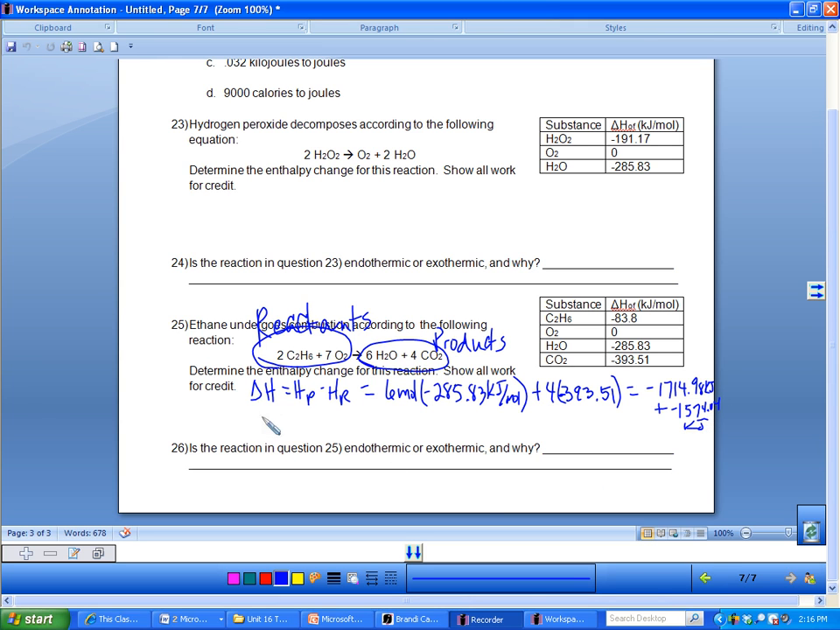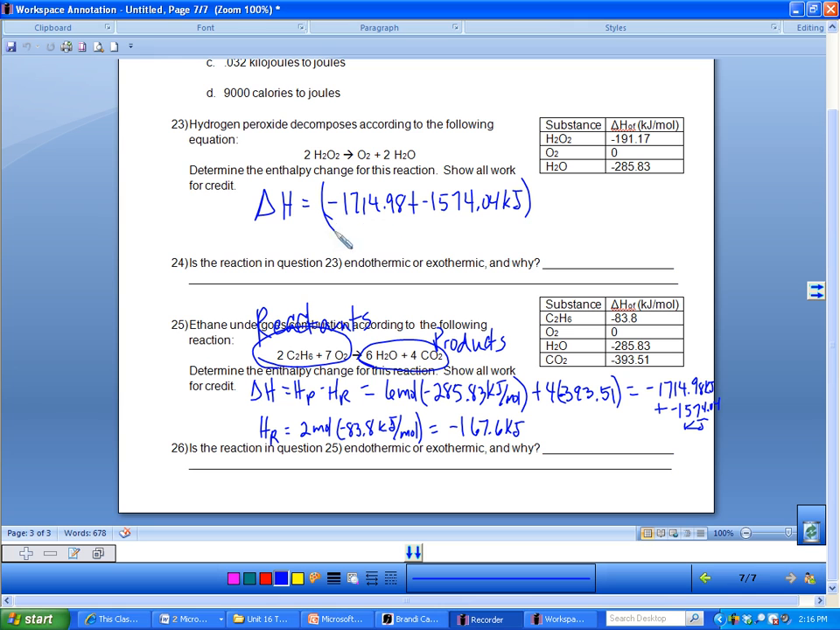Now I need to do my reactants. Heat of the reactants is going to be 2 moles of negative 83.8 kilojoules per mole. So that delta H is going to be a negative 167.6 kilojoules. So I want to do delta H is the products. So I need to add negative 1714.98 plus a negative 1574.04. And those are in kilojoules, which I should put the units there. There's my heat of my products.